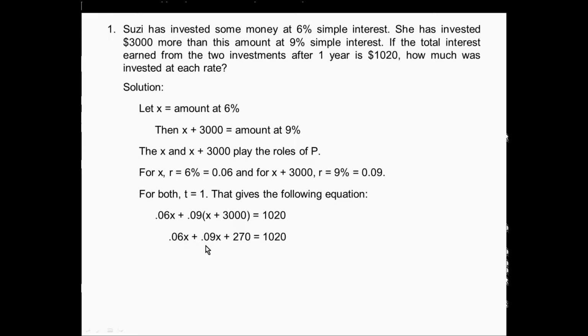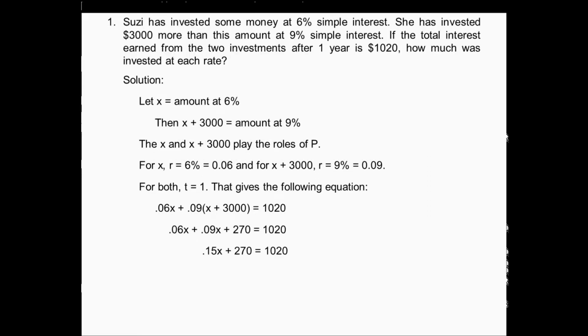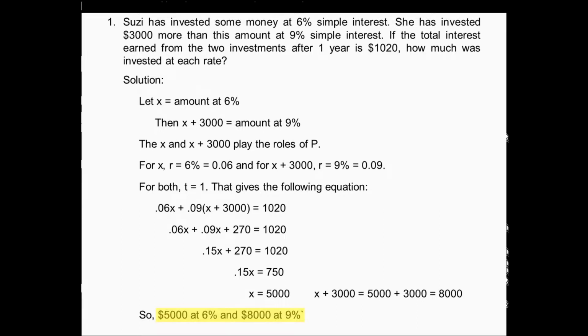Let me combine my x's. 0.06 plus 0.09 is 0.15. So 0.15x plus 270 is equal to 1,020. Subtract the 270. 0.15x equals 750. Divide by 0.15. X is 5,000. So she's invested $5,000 at 6%. So $3,000 more than that, X plus 3,000, is 8,000. So it's 8,000 at 9%. She's invested $5,000 at 6% and $8,000 at 9%.